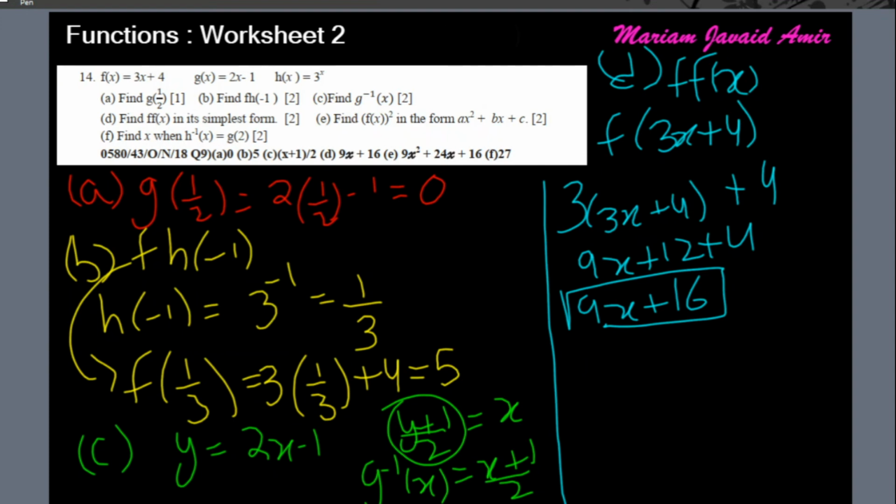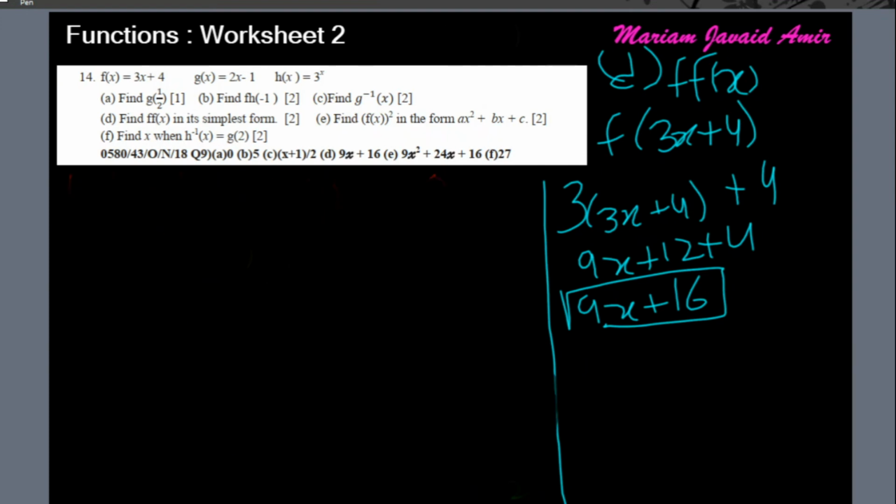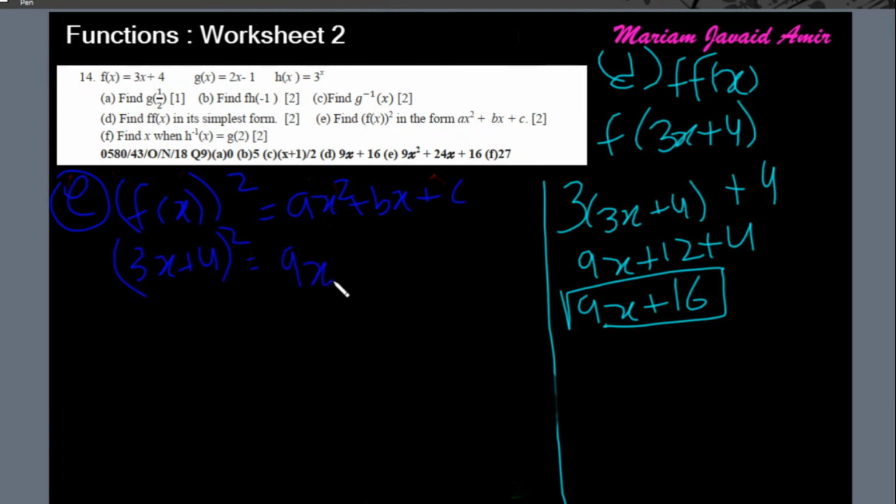Part E, f(x) whole square equals ax square plus bx plus c. We have to write this in this form. Alright, so (3x plus 4) whole square will be equal to a square plus 2ab plus b square. So this becomes 9x square plus, 3 2s are 6, 6 4s are 24, x plus 16. Okay, shown.